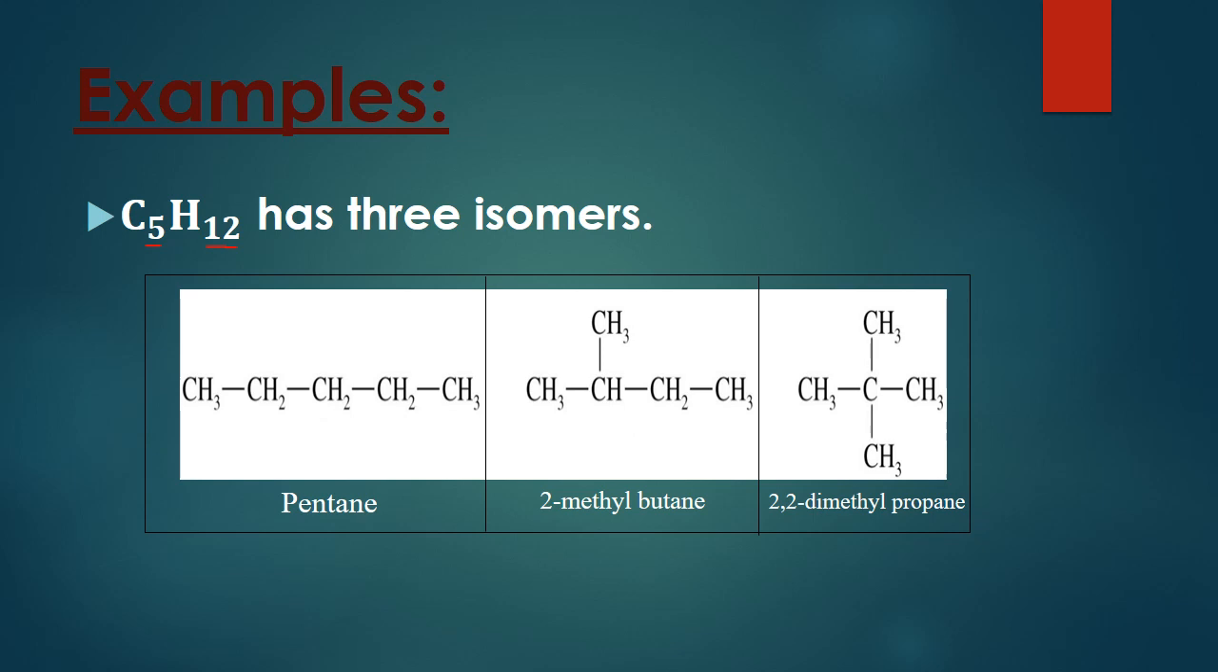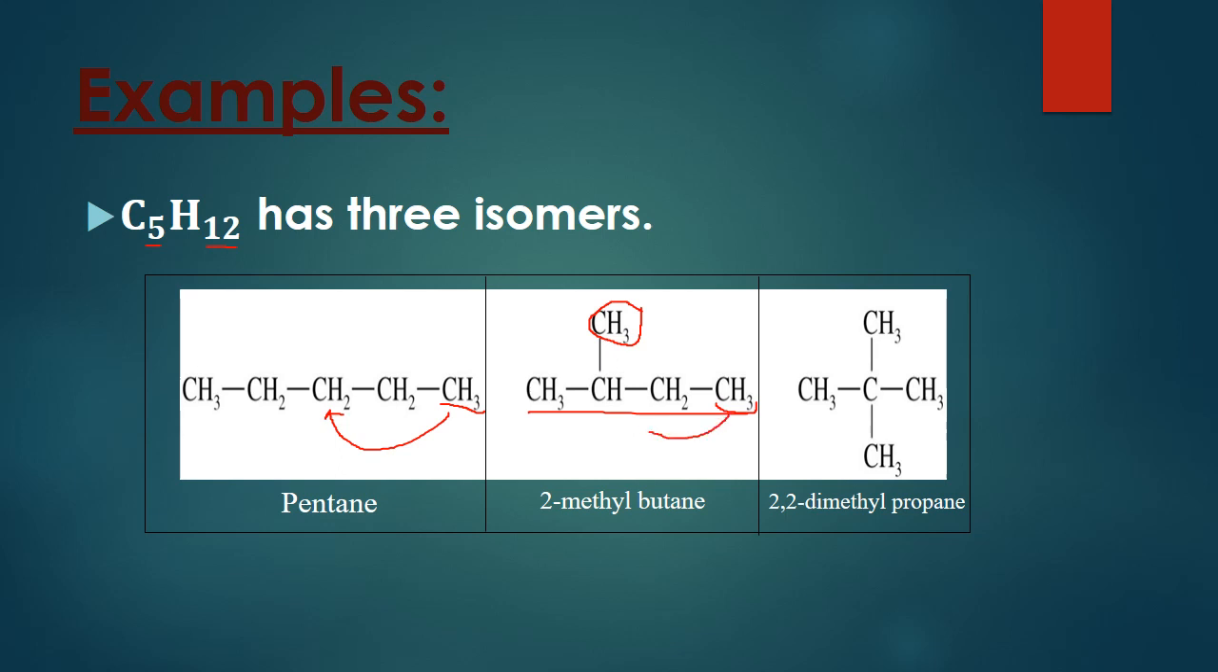To represent the second structure, you can remove the terminal carbon atom and attach it to one of the internal carbon atoms. You will obtain the given structure CH3, CH, CH2, CH3. Here we have an alkyl group, which is methyl, CH3, attached to the second carbon atom, so its name is 2-methyl. The main chain is made up of 4 carbon atoms, such that its name is butane, so the final name is 2-methylbutane.